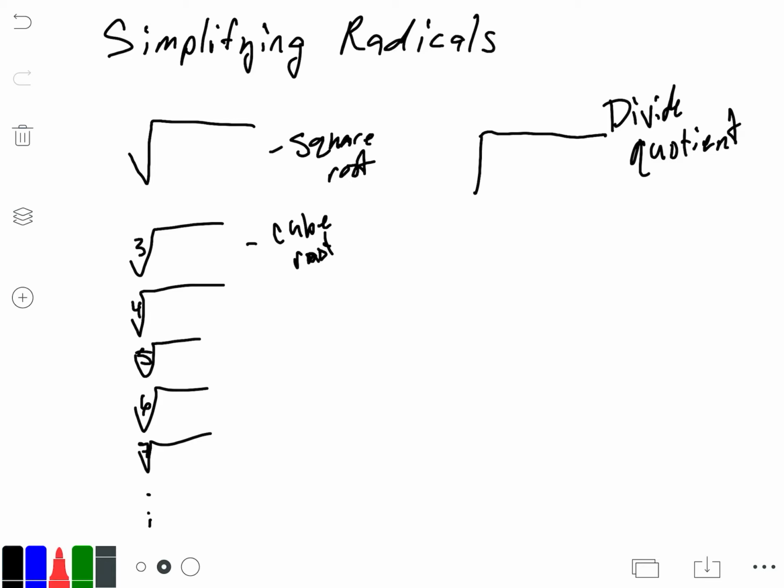The reason it's square root is there's technically a little 2 right here. This little number right here is called the index. And the index tells you what root you're doing. If you don't see one, it's an understood.